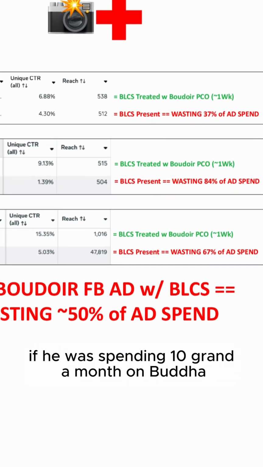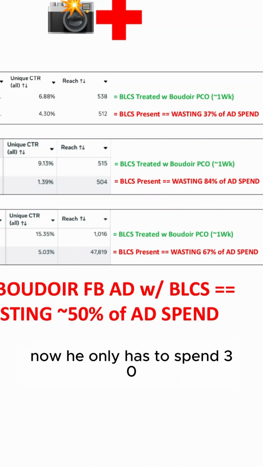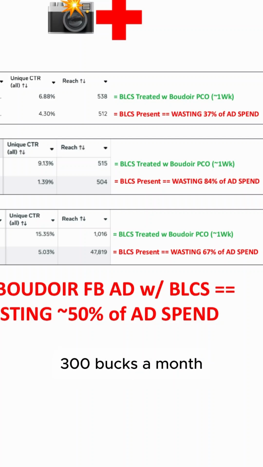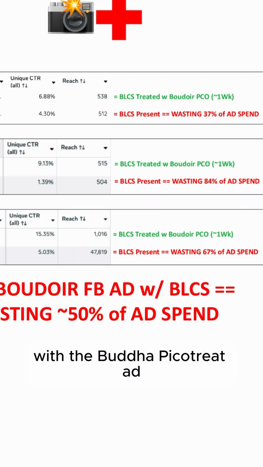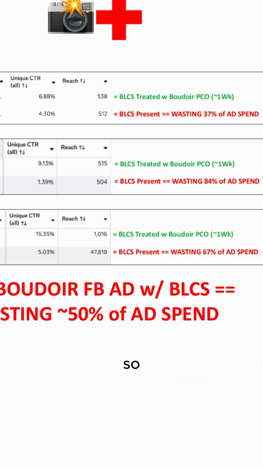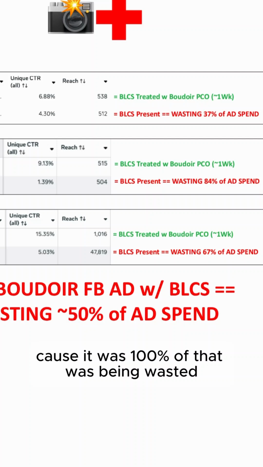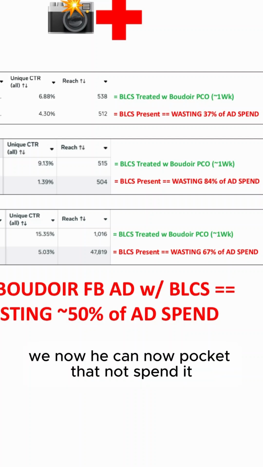So if he was spending 10 grand a month on Boudoir Facebook ads, now he only has to spend $3,300 a month with the Boudoir Pico treated ad to get his ad into the same number of brains. So that $6,700 a month he no longer has to spend, because 100% of that was being wasted. He can now pocket that, not spend it.